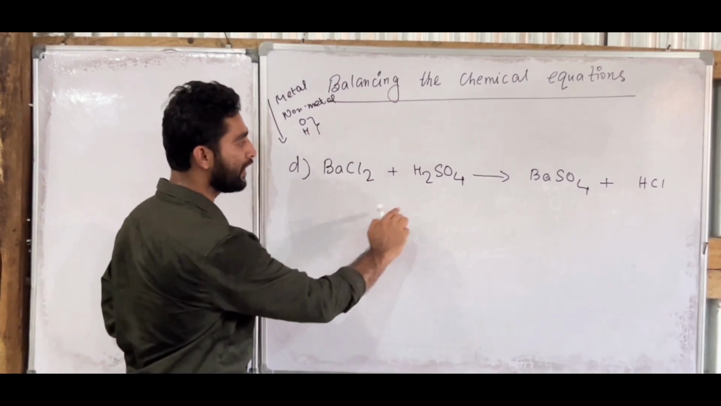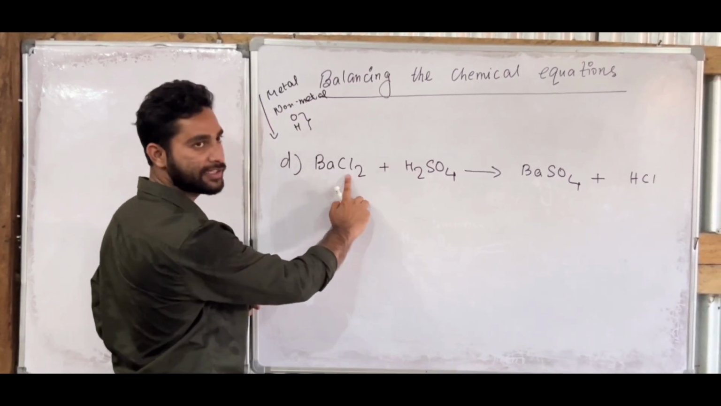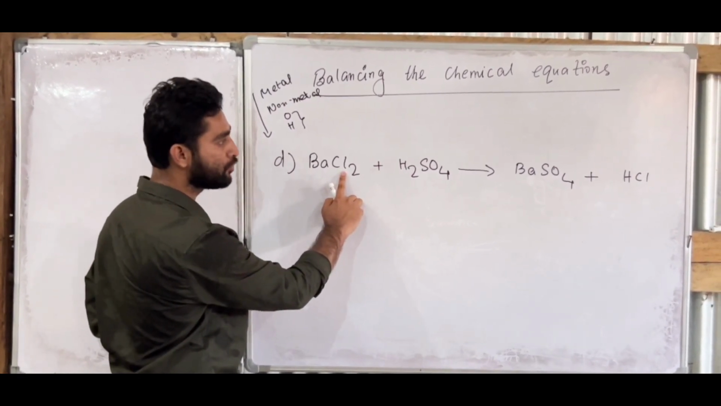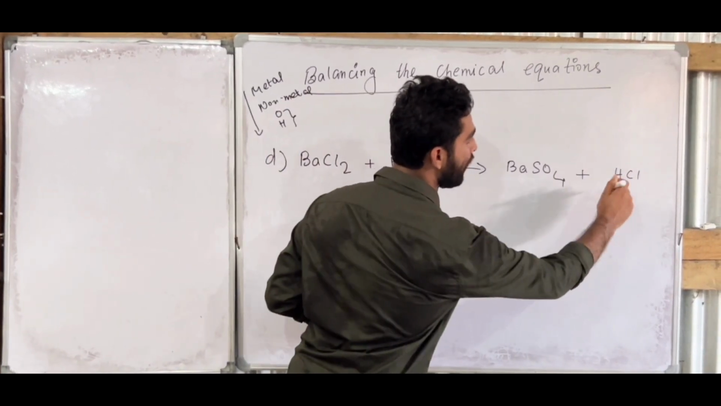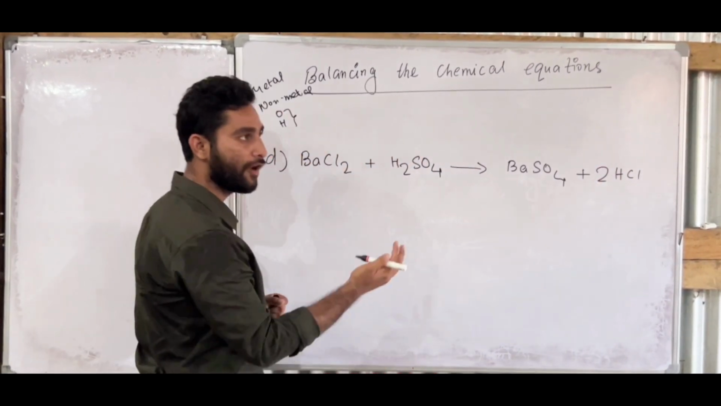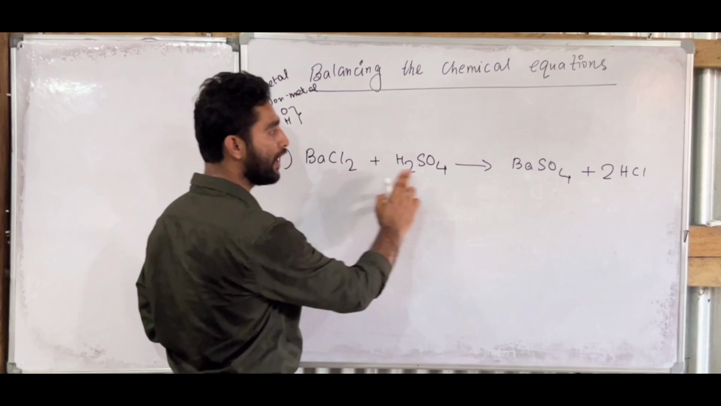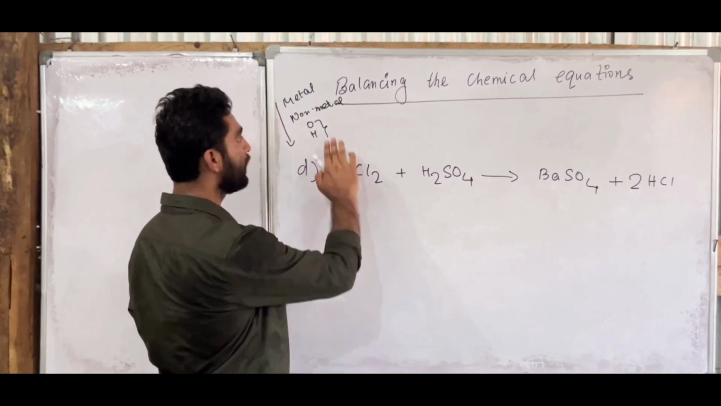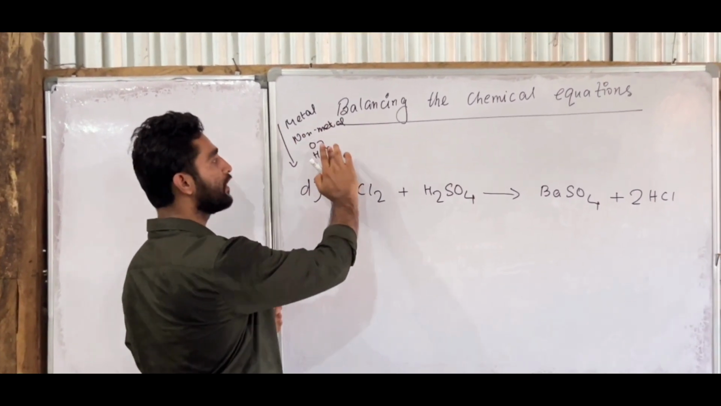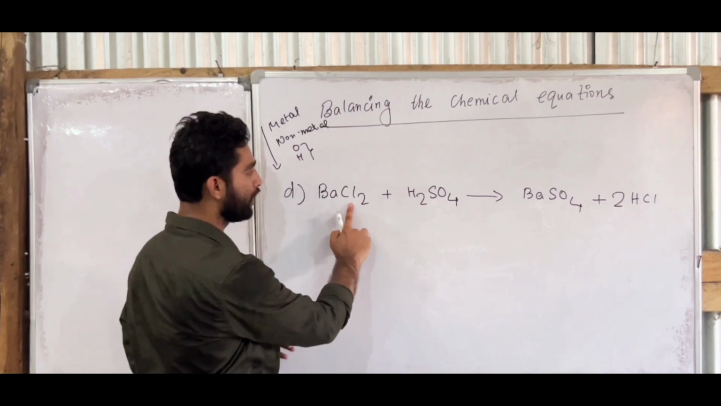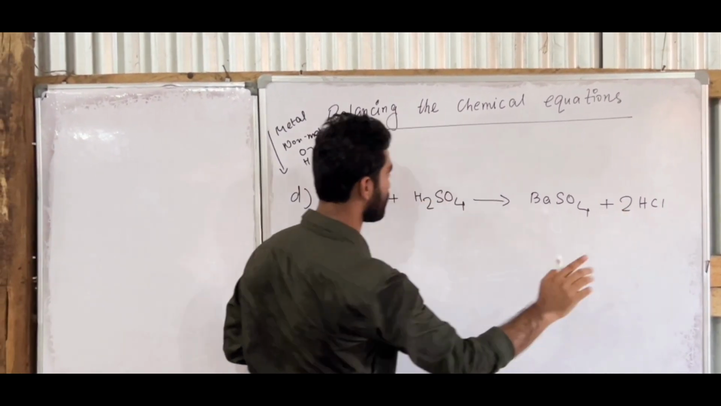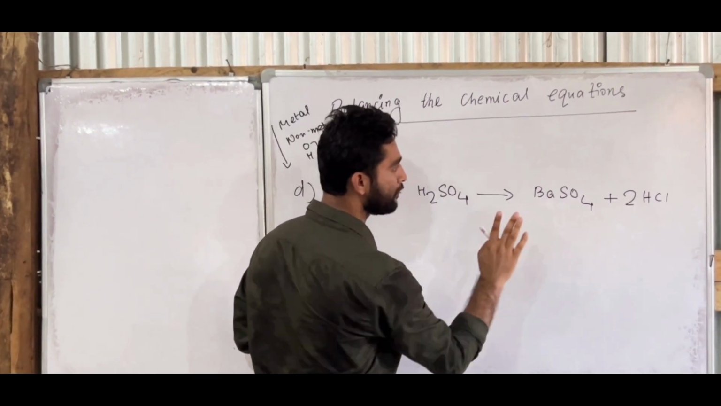Now try to balance the non-metal, but other than oxygen and hydrogen. So which one is the non-metal? Sulfur is the non-metal, chlorine is the non-metal. This side chlorine how many? 2. This side chlorine how many? 1. So put 2 here. Now again start from the beginning. Barium 1, barium 1. Then try to balance the non-metal, but it has to be other than oxygen and hydrogen. Chlorine 2, this side chlorine 2 balanced. Sulfur 1, sulfur 1 balanced.